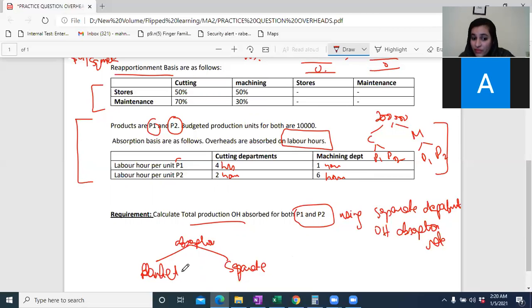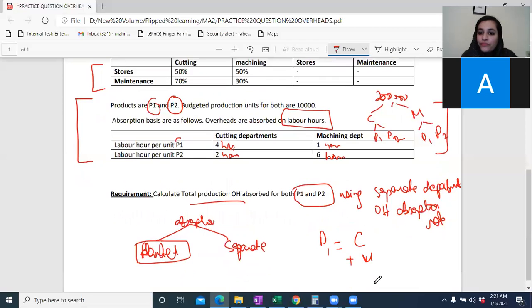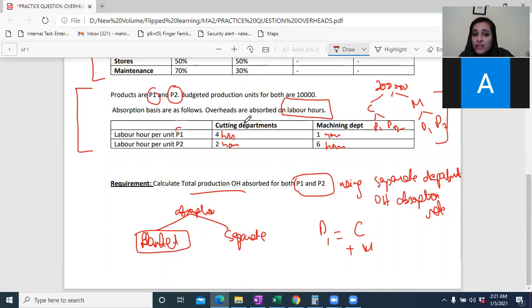In blanket overhead absorption rates, I don't need to split the cost into two departments. I'm only going to split the cost when I'm going to absorb the cost by splitting the total cost into two departments, and then the products will take a share of cost from both the departments. Like if I want to calculate the P1 cost, the total cost would be the share it gets from the cutting department and the share it gets from the machining department. Because P1 also spends some time in cutting and machining, so definitely it takes the cost. And it's going to take the cost based upon the labor hours or whatever basis is mentioned in the question. Could be machine hours, could be number of units.